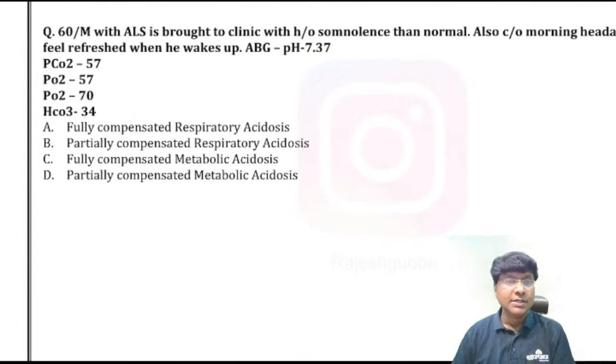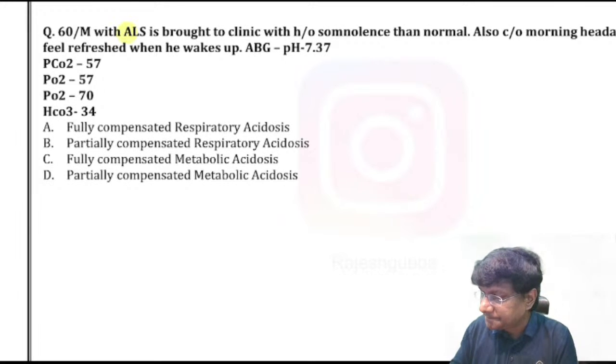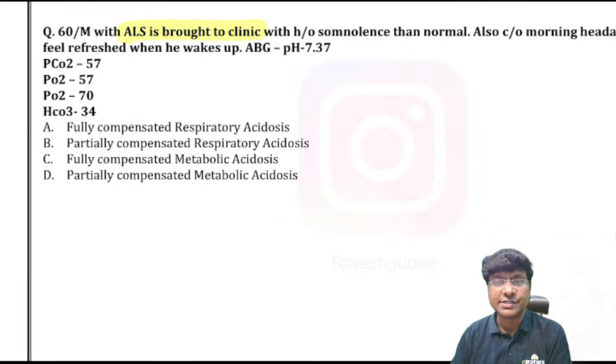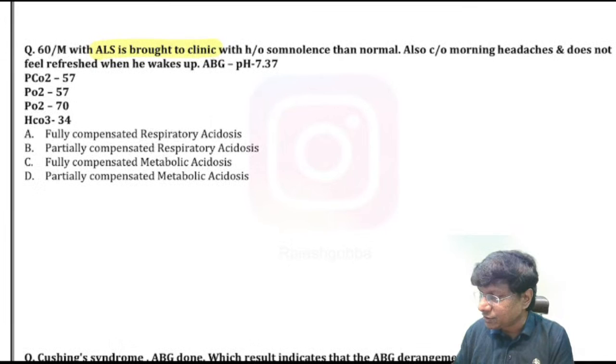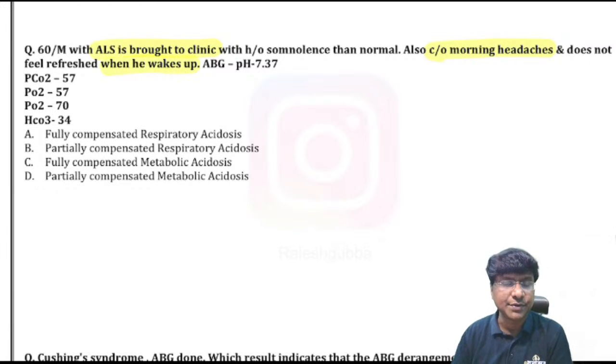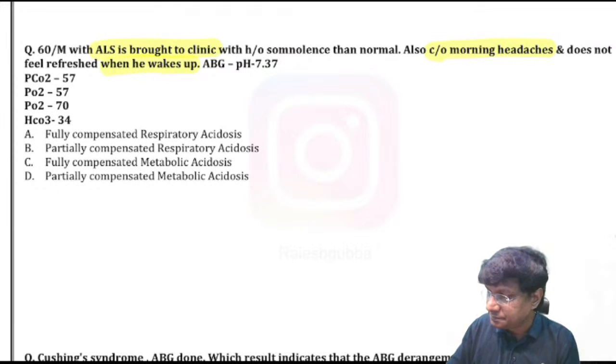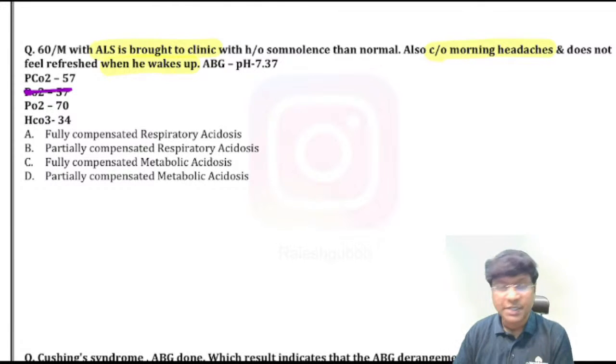A 60-year-old male with amyotrophic lateral sclerosis is brought to the clinic with a history of somnolence compared to normal. Also, the patient is complaining of headache, morning headache, and does not feel refreshed when he wakes up. The ABG is given to you. pH is 7.37, PCO2 57, and the bicarbonate is 34. Now, what acid base abnormality is this patient having?